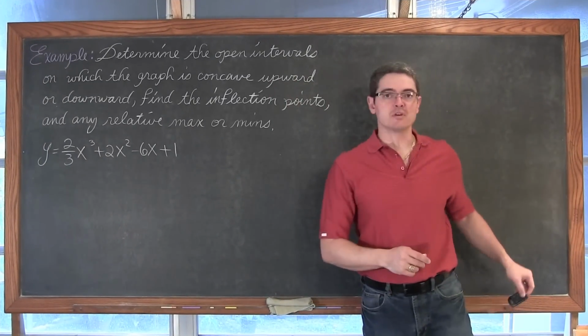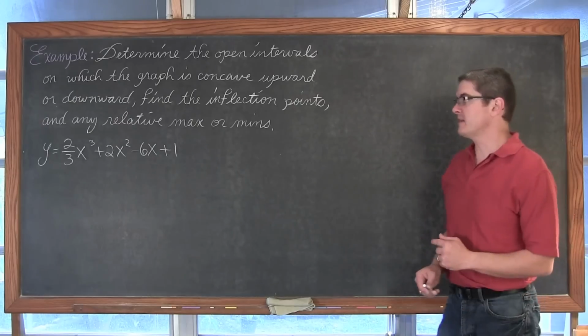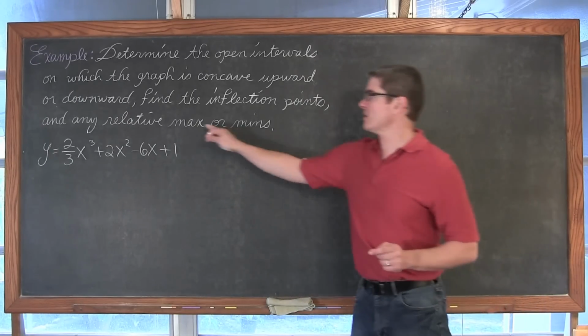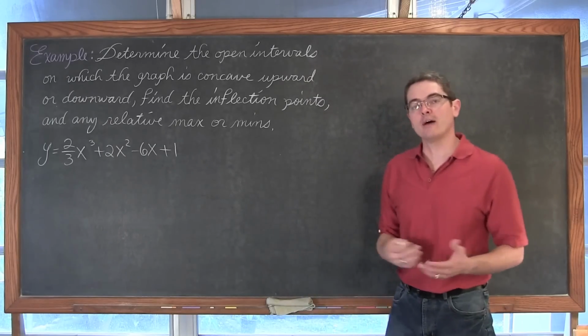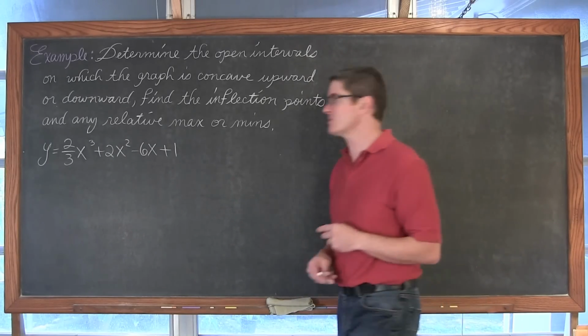First example. Determine the open intervals on which the graph is concave upward or downward. Find the inflection points and any relative maxes or mins. We're going to find those relative maxes or mins by looking for critical values of the first derivative, but I want to first talk about concavity, which means I need the second derivative.